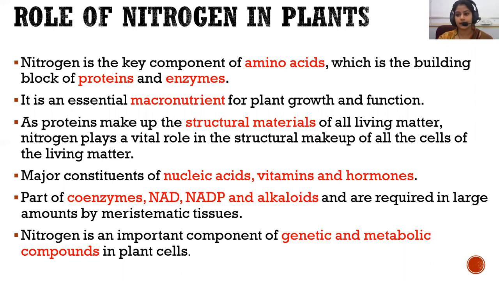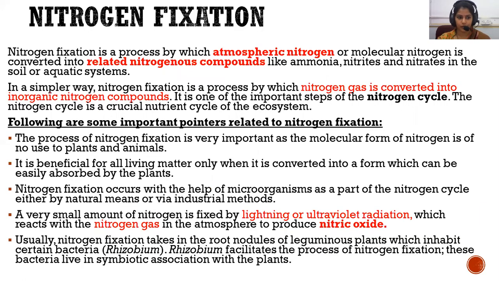The structural materials are made up of nitrogenous compounds, and nitrogen is also involved in the makeup of cells. The composition of the morphological structure of the cells is constituted by nitrogen. As we all know, nucleic acids, vitamins, and hormones have many nitrogenous components, so for the production of vitamins at a proper rate, nitrogen plays a very important role. It is also a part of proteins, NAD, and alkaloids, which require a high amount of nitrogen. Nitrogen is a major component of the genetic and metabolic components of the plant.